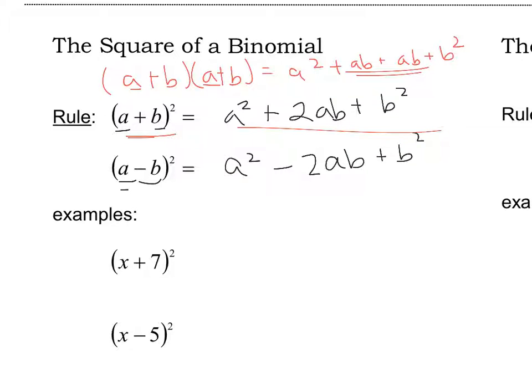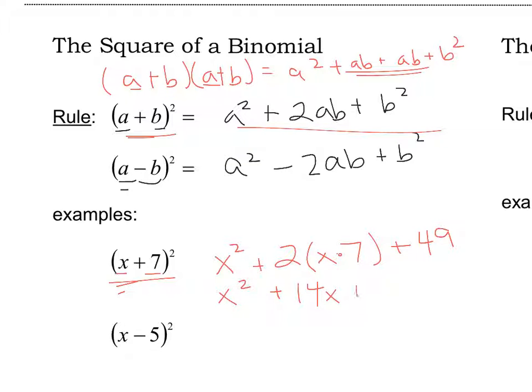So, for example, x plus 7 squared is going to be x squared, because it's the first term squared, plus 2 times the first term and the second term, so 2x times 7, plus 7 squared, which is 49. So this simplifies to x squared plus 14x plus 49.